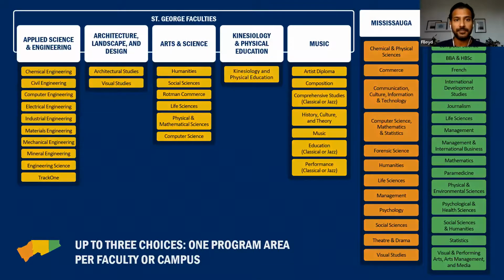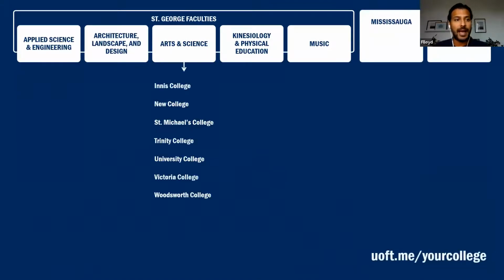I should say on the OUAC application, students would also indicate their college preferences. So Natasha talked about the 7 colleges at the St. George campus. So here you would indicate your 3 college preferences within the Faculty of Arts and Science. The Faculty of Arts and Science, I should say, will have a session later today. So that'll be a great opportunity to learn a little bit more about the colleges. There's a ton of information online if you'd like to do a little more research.